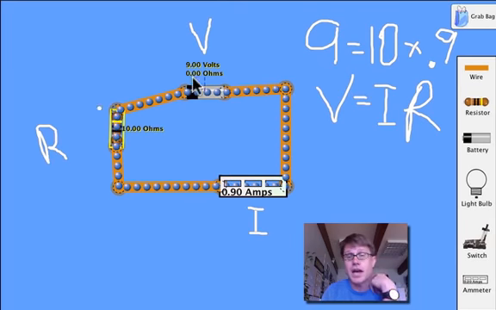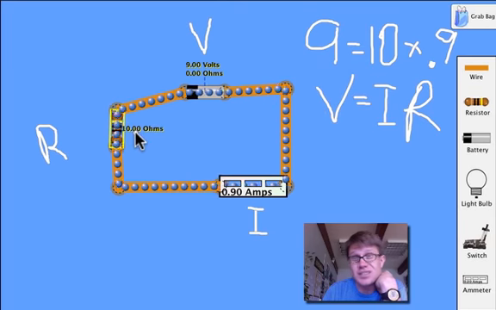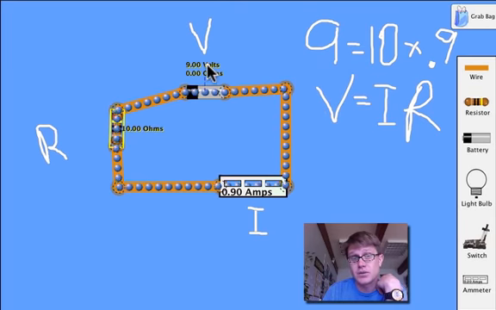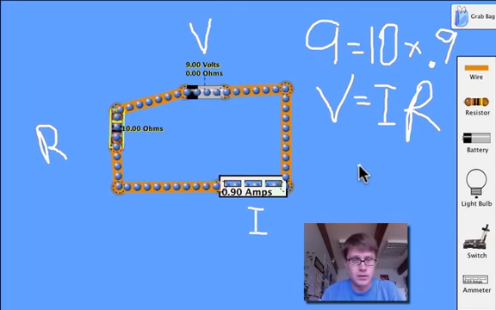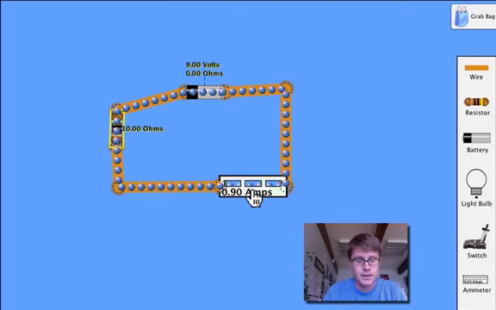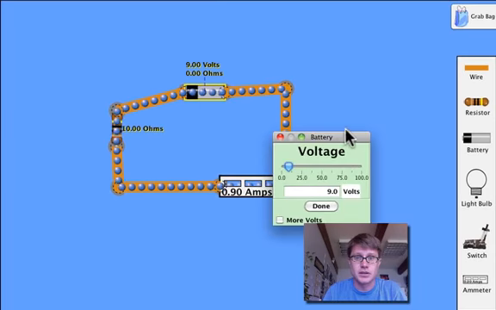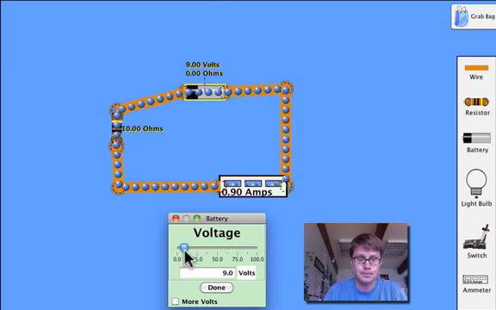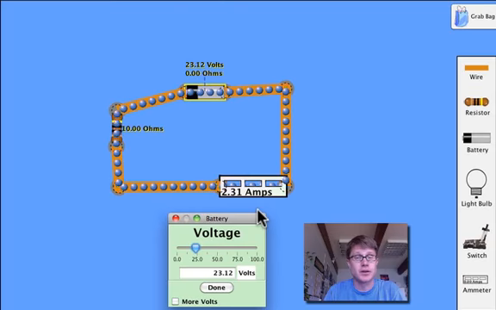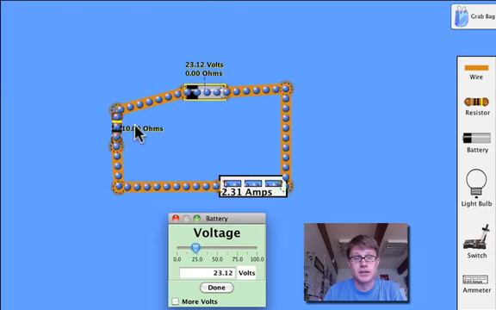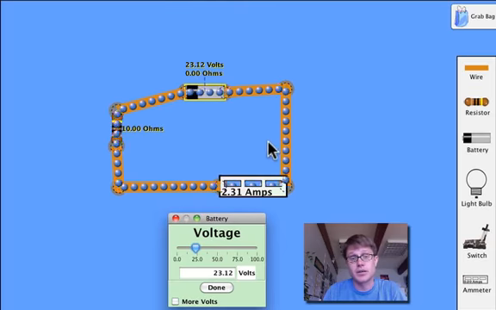And so what should happen if we increase the voltage? Well, if we increase the voltage and the resistance is set, so it's not going to change, what should happen to the current? Well, let's try it. If I increase the voltage, let's change it to a higher value. What's going to happen to the amps or the current? The current is going to increase. The resistance stays the same, and so as I increase the voltage, the current's going to increase.